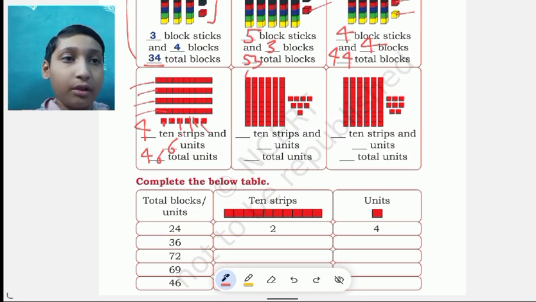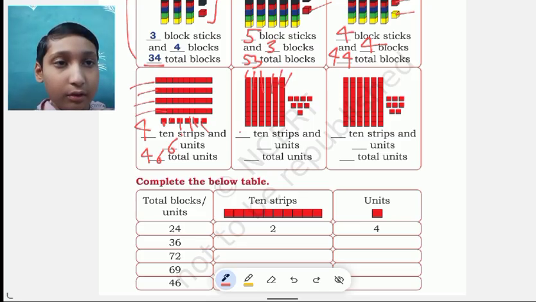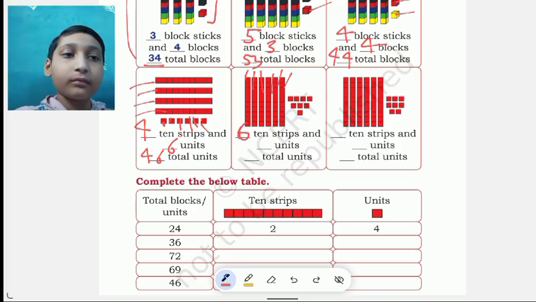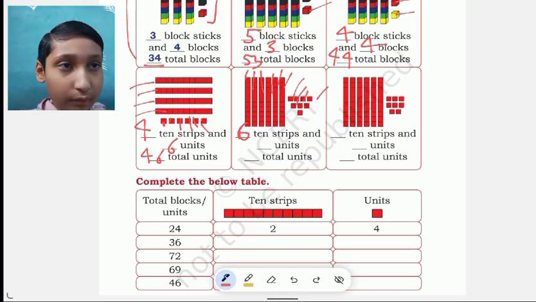Now we got 1, 2, 3, 4, 5, 6 ten strips. So it is 6. And now we got 1, 2, 3, 4, 5, 6, 7, 8 units. So there's 8. So there is a total of 68.